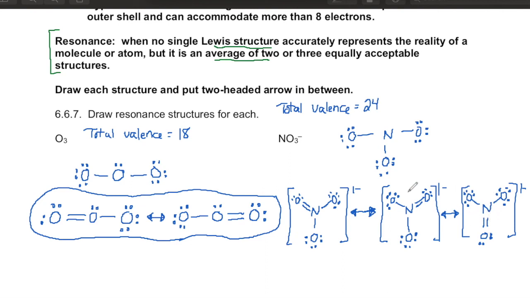In reality, the nitrogen is evenly connected to all 3 of these oxygens, so it's like each of these oxygens is connected with 1 1/3 bonds rather than 1, 1, and 2, but that would not make a valid Lewis structure, so we're just going to express this ion. I drew the charge because it is an ion. We're going to express this ion as an average of these 3 possible valid Lewis structures that can be drawn for the nitrate ion.